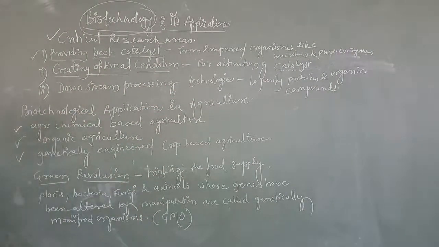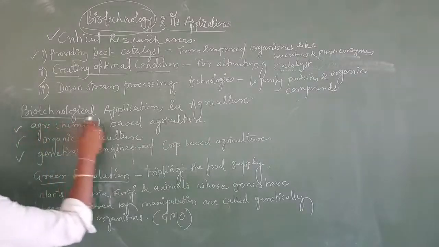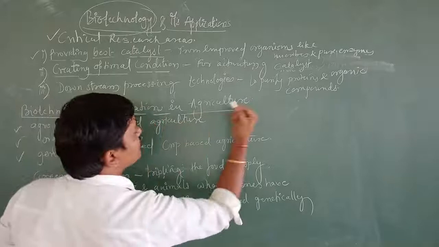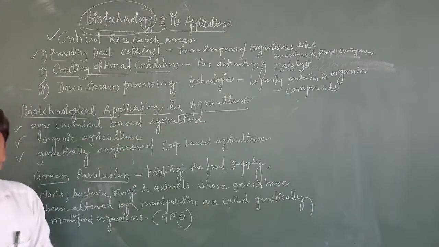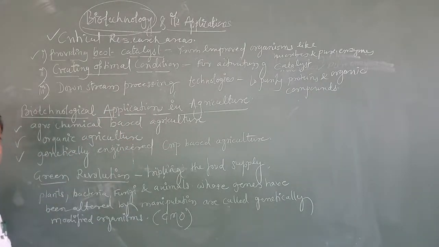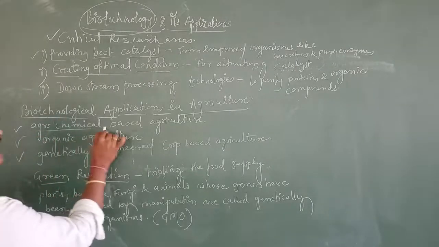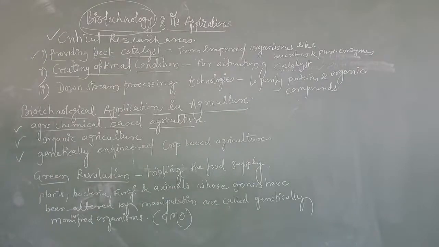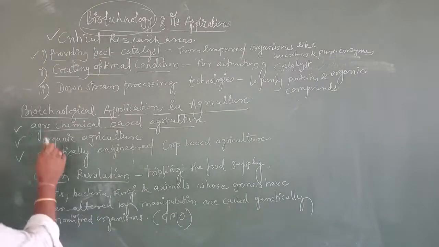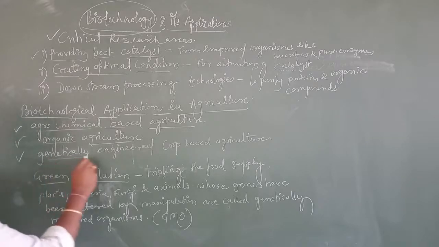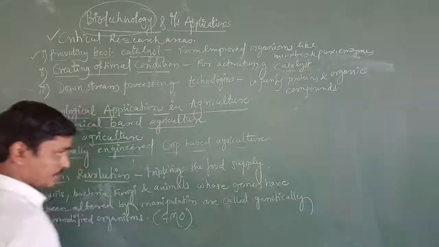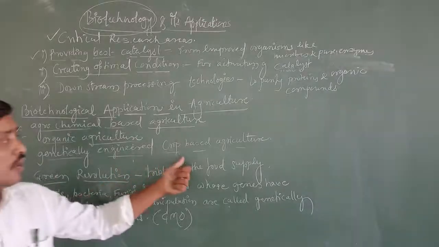Now, we are going to go one by one through the fields in which biotechnology is used. First one is biotechnology applications in agriculture. In agriculture, how is biotechnology used? Biotechnology is used for agrochemical based agriculture. Then biotechnology helps organic agriculture. Then biotechnology is used for genetically engineered crop based agriculture.